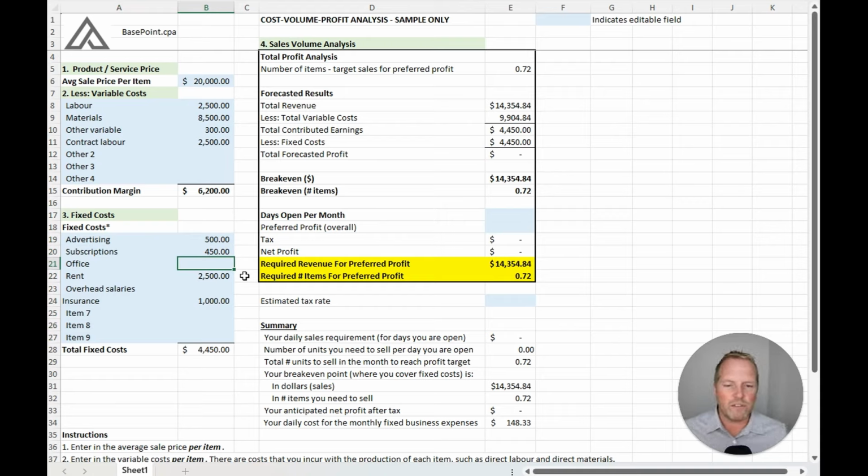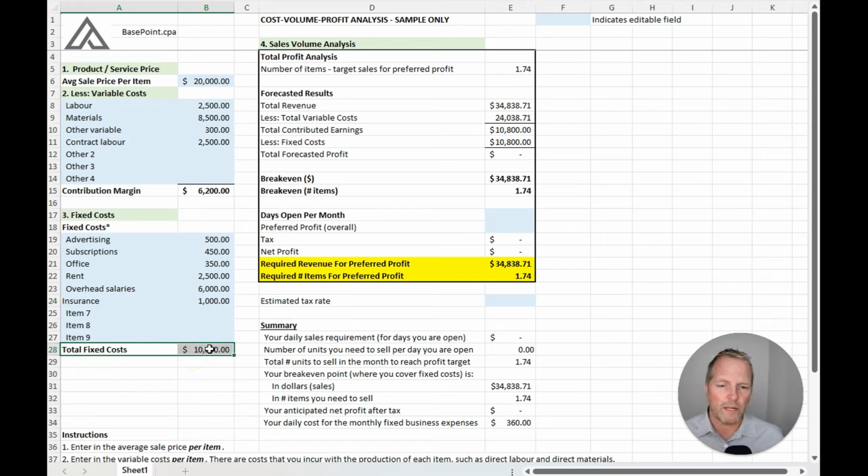And then you have some office expenses, just miscellaneous type office expenses maybe. And then maybe you've got somebody working in the office who you're paying regardless of whether or not you have jobs, to support the functioning of your business, right? So maybe you've got $6,000 of salary there. And so your total fixed costs in a month might be $10,800 in this particular example.